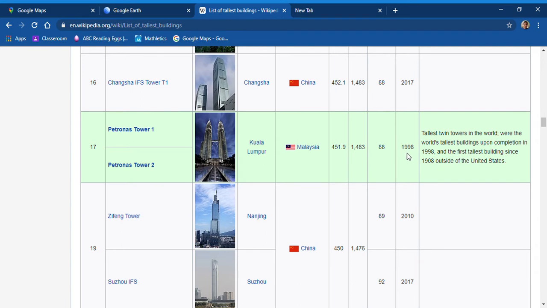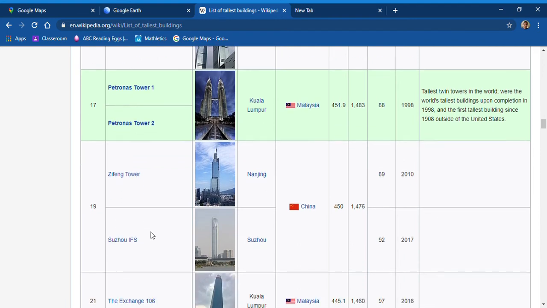Anyway, number 17 is, look, there's two of them, Petronas Tower 1 and Petronas Tower 2, Kuala Lumpur, Malaysia, 451.9 meters, 1,483 feet, 88 floors, and it was 1998. The tallest twin towers in the world, they were the world's tallest buildings upon completion in 1998 and the first tallest building since 1908 outside of the United States.